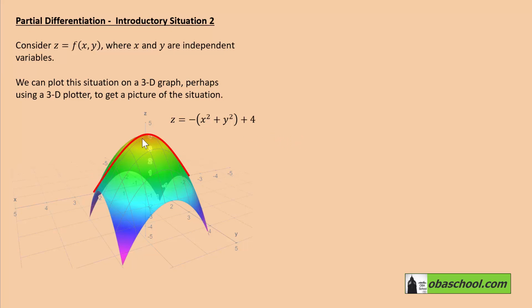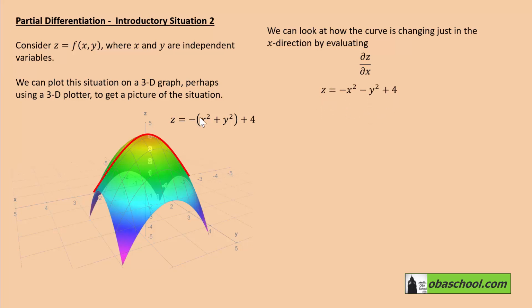We can look at how this situation is changing along the x-axis. We can look at how the curve is changing just in the x direction by evaluating dz/dx, how z is changing when x changes, keeping y constant. Now expanding this bracket gives me z is equal to negative x squared, take away y squared, plus 4, and therefore dz/dx is just negative 2x. Remember, y is a constant here.